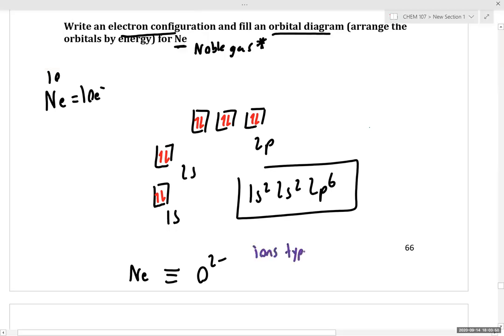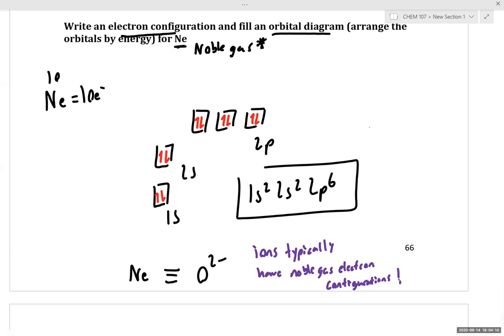Ions typically have what's known as noble gas electron configurations. As we notice, the electron configuration for an ion, O2 minus, closely matches the electron configuration for our noble gas. Does this make sense? Perfect. This will be an important observation to keep in mind for later.